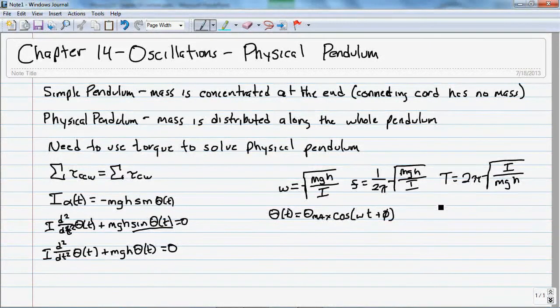So that's our physical pendulum. Very similar. The analysis comes out with something very similar to the simple pendulum. The only difference is we have to use the moment of inertia because the mass is distributed along the whole pendulum.